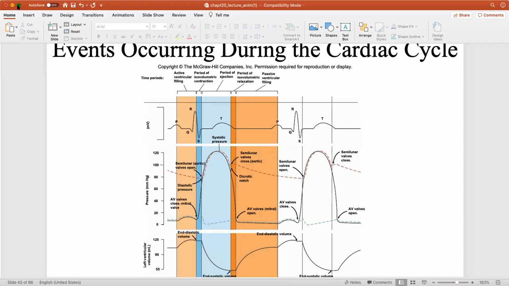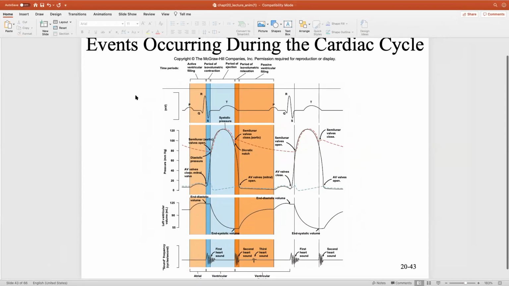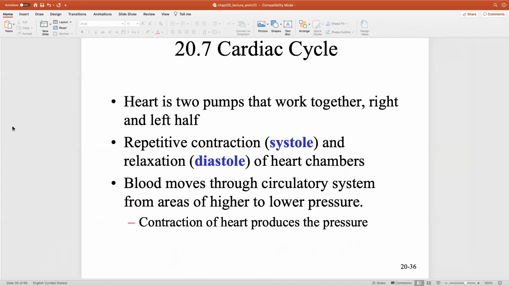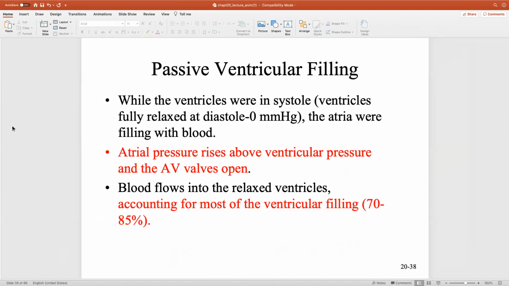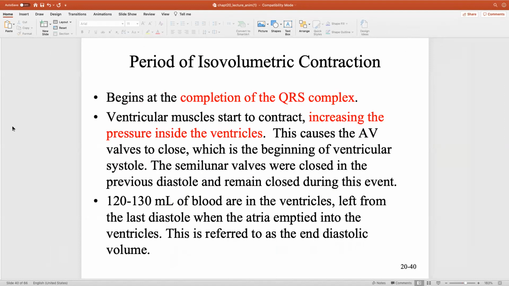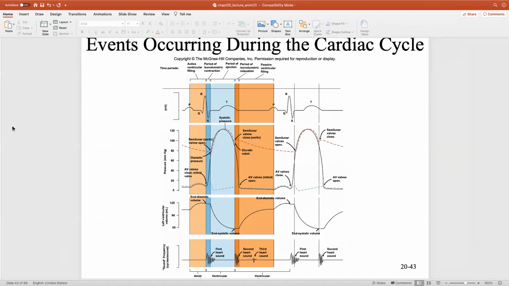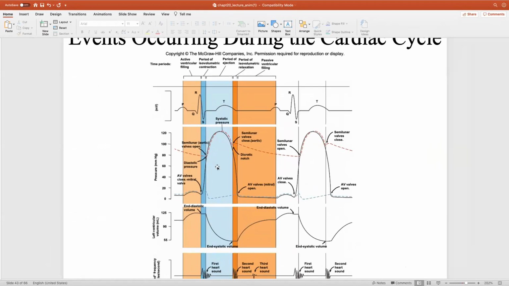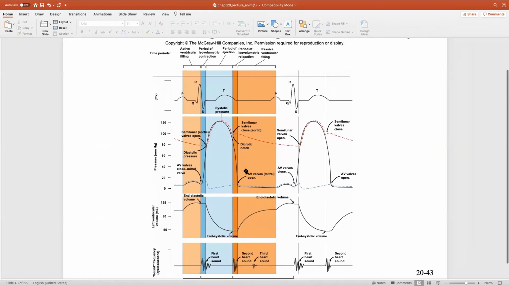Right, so I'm just going to go over the events of the cardiac cycle. Now, this is going to refer to slides 36. So you go to slide 36, the cardiac cycle, go through 37, 38, 39, 40, 41, 42, even 43. The easiest way to discuss a cardiac cycle is with this single, very important slide.